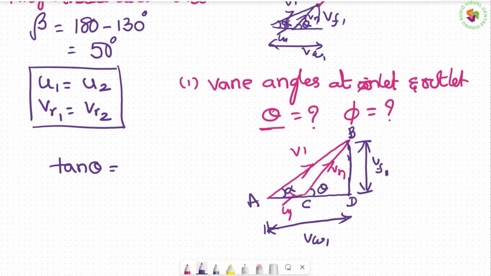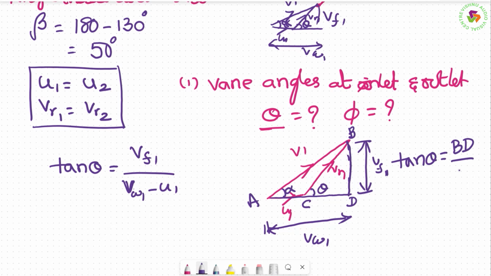Tan theta is equal to the opposite side, that is VF1, divided by this part, the CD part. What is this CD part? Total is VW1 minus AC, which is U1. So it is VW1 minus U1. How did I get this? Tan theta is equal to BD divided by CD, which is equal to AD minus AC. This is how I have written.